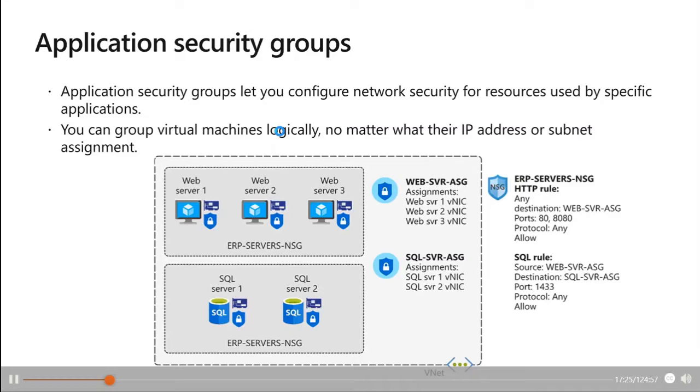And so that's basically the idea of making this a little bit easier to manage. I can group my virtual machines logically, no matter what their IP address or subnet assignment are. So that's the difference from what we had before, where in a subnet it's kind of physical: you're just putting them inside that subnet, blocking the range of IP addresses that they can use, etc. Here, it's not. It's just more of a logical grouping that we do.